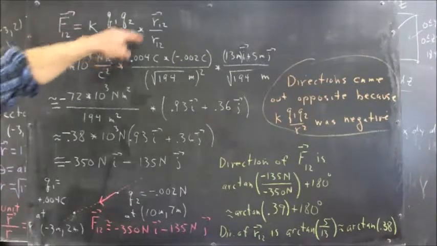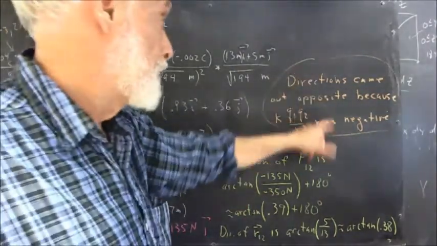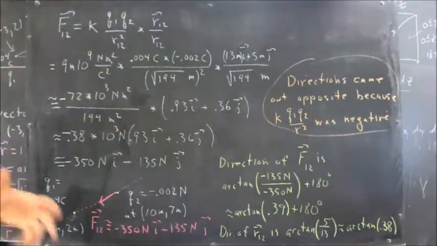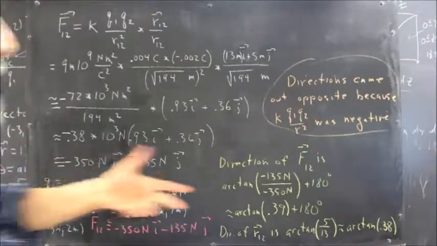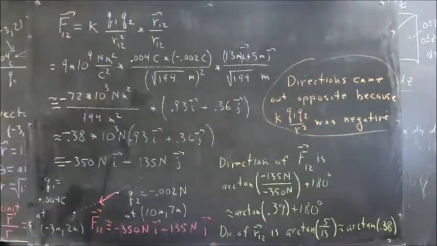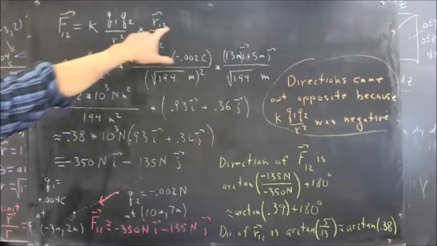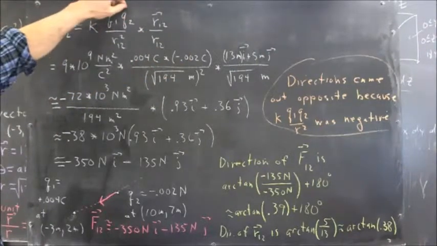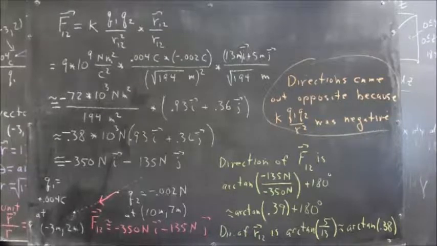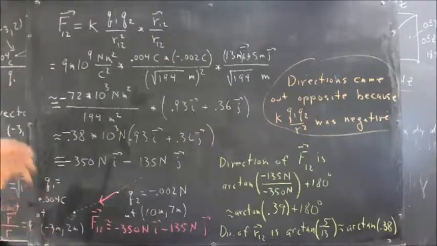It's because kQ1Q2 over R12 squared is negative. The directions came out opposite because this quantity was negative. And what makes this quantity negative? That's going to happen if and only if Q1 and Q2 are of opposite signs, which means F12 is going to be opposite to R12 anytime these are unlike charges, and that makes it a force of attraction, consistent with what we know about the way like and unlike charges behave.